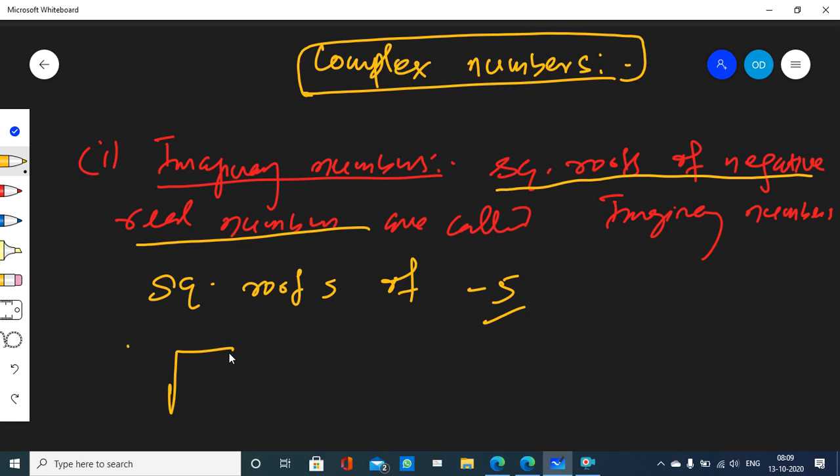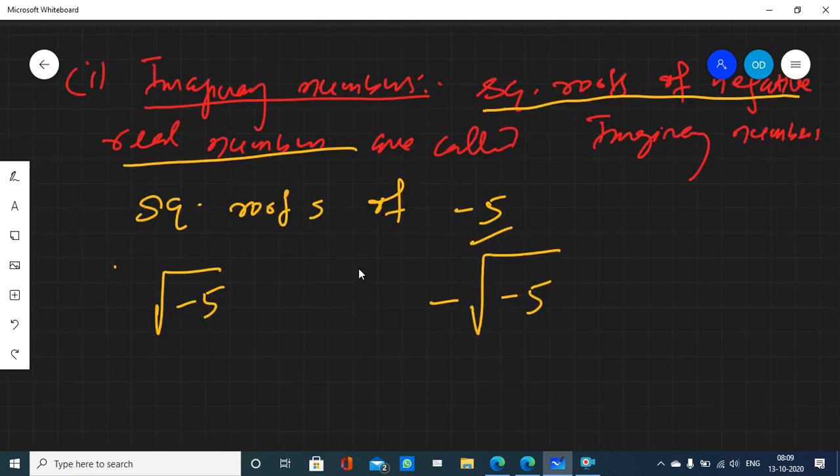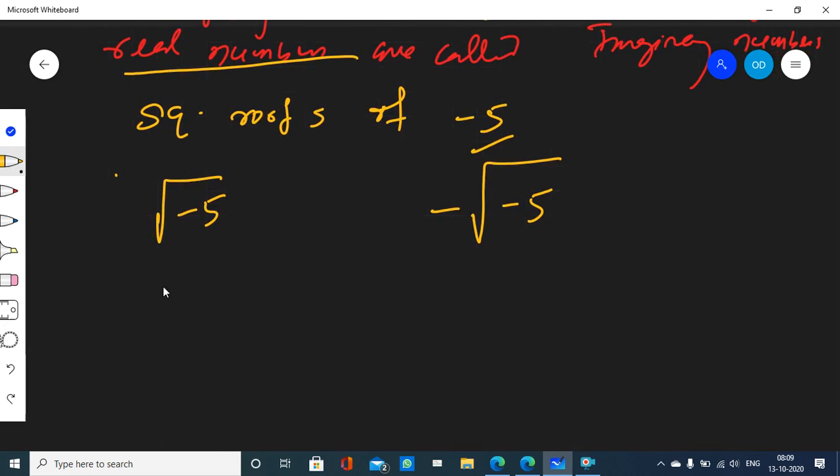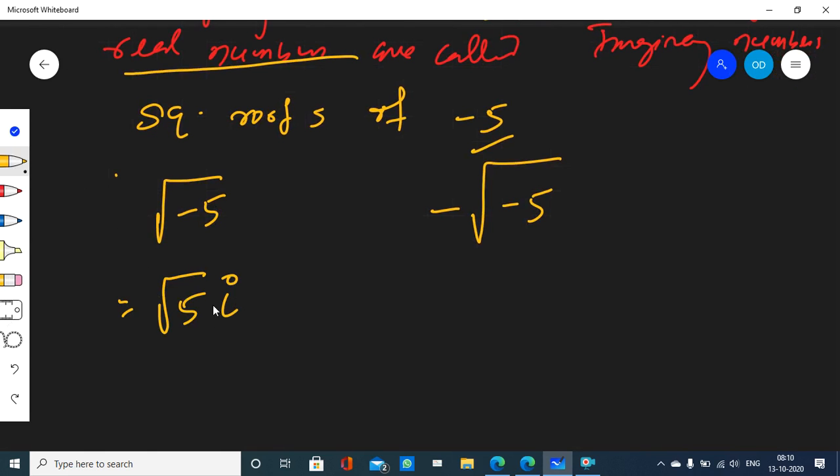What are they? One of them will be root over of minus 5, the other one will be minus root over of minus 5, right? Like this. And this is called what? Root over of 5 into i, right? Root 5, then root over of minus 1 is i, remember? And the other is minus root 5 i. This we have already covered. So these two are imaginary numbers.